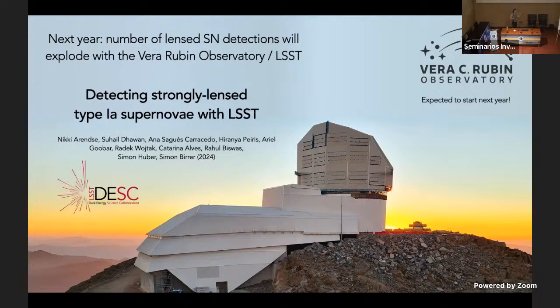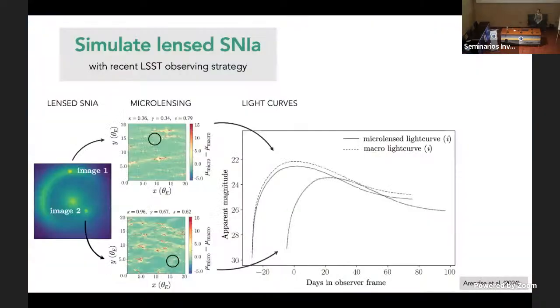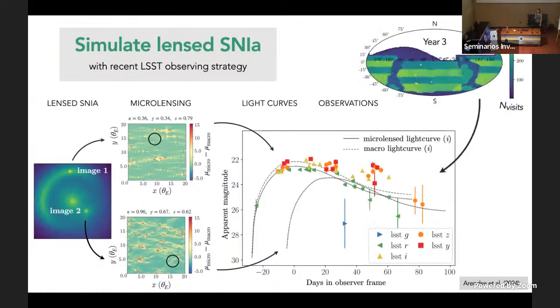So that was the motivation for this project that I did within the Dark Energy Science Collaboration, where we wanted to answer questions like, how many lens type 1a supernovae will LSST discover? What are their properties? And how can we distinguish them from unlensed supernovae? So to do this, we simulated realistic lensed supernovae, including microlensing effects, and we computed their light curves, and then applied the simulated observing strategy of LSST to see whether these objects were still detectable or not.